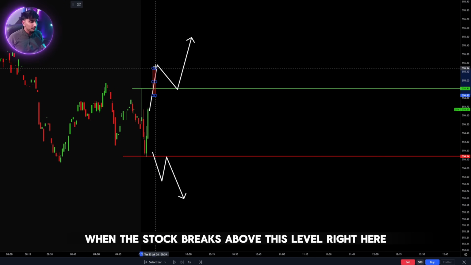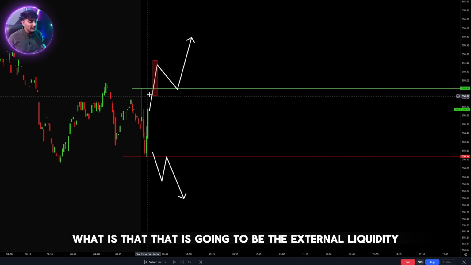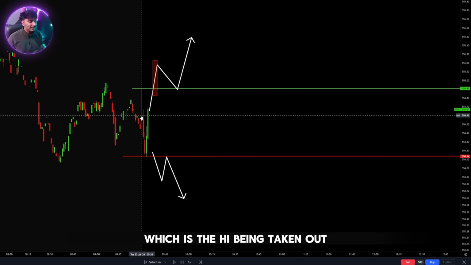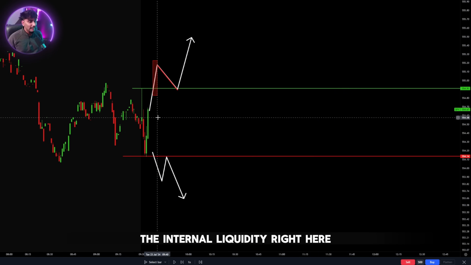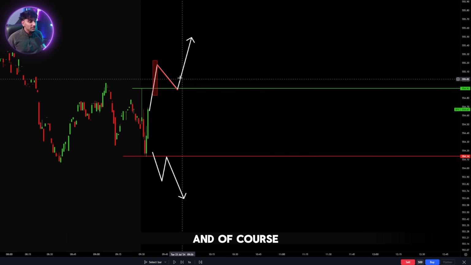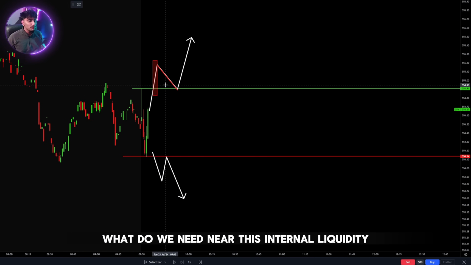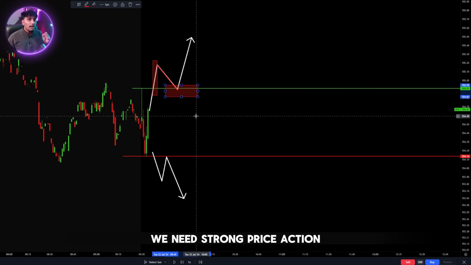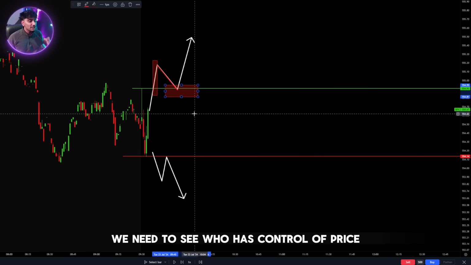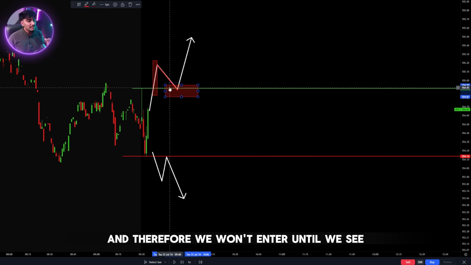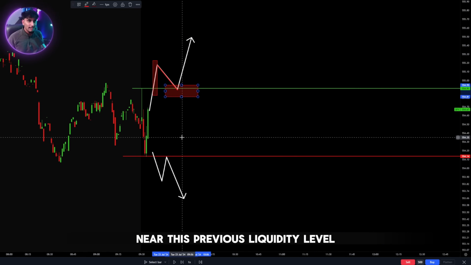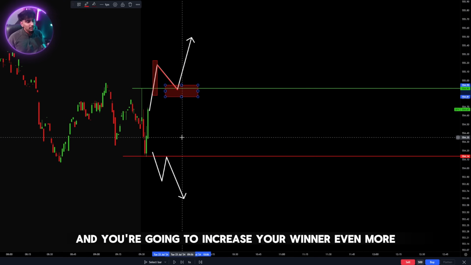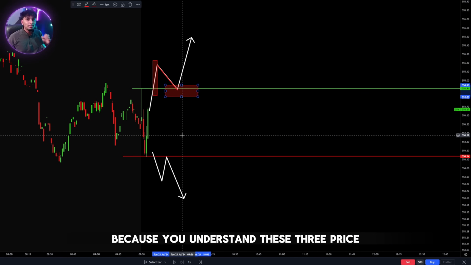As we can see, when the stock breaks above this level right here, what is that? That is going to be the external liquidity, which is the high being taken out. And after external liquidity, what happens? Well, we come back to retest the internal liquidity right here. And of course, when we come back into that internal liquidity, what do we need near this internal liquidity? We need strong price action. We need to see who has control of price, and therefore we won't enter until we see confirmations of buyers being able to step up near this previous liquidity level. So if you have watched the 5-minute break and retest strategy, now all of a sudden it makes much more sense, and you're going to increase your win rate even more because you understand these 3 price action concepts.